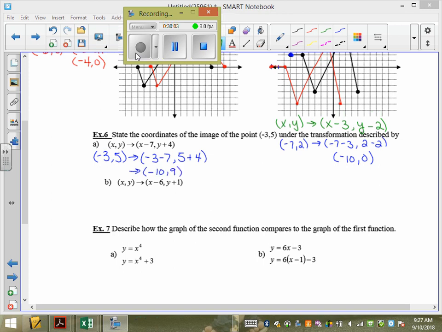And what are our translations? We have a horizontal translation, what? Seven. Left or right? Left. Why is it left? When it was the opposite in the equation. It is left, you're correct. But why is it left when it was the opposite in the equation?